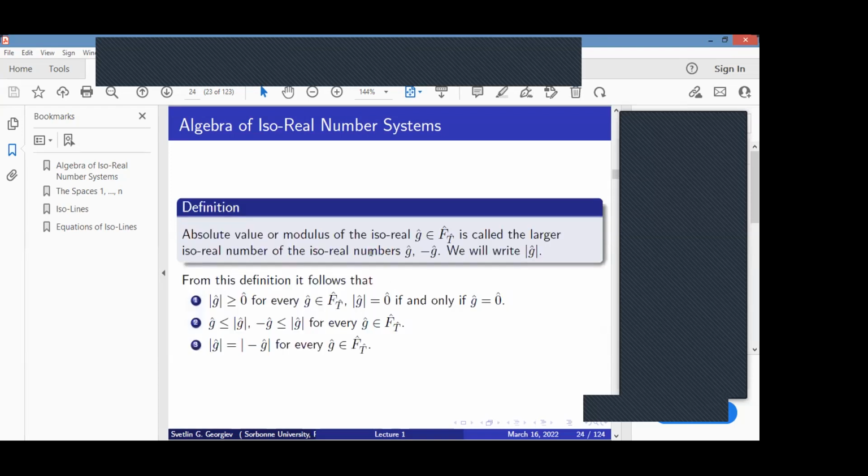The absolute value or modulus of an iso-real number Ĵ is defined as the larger of the iso-real numbers Ĵ and minus Ĵ. For the modulus, we have the following three properties: the modulus is always a non-negative iso-real number, the modulus of an iso number is greater than or equal to plus or minus the iso-real number Ĵ, and the modulus of Ĵ and minus Ĵ is always equal.